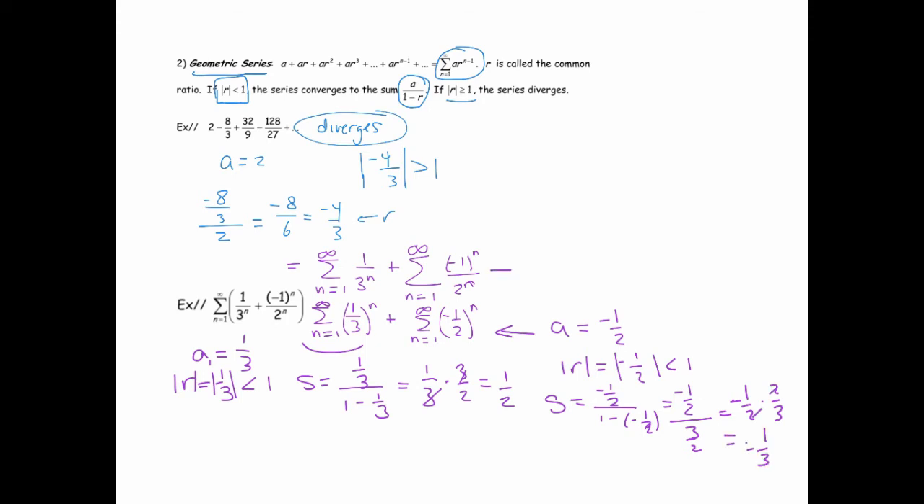And that means that this series here is equal to the value of the first series, which is a half, minus a third, which is 3/6 minus 2/6, which is 1/6. All right, so again, the point of that was just that you've got a series that can be broken up and separated into two geometric series, which can be analyzed separately.